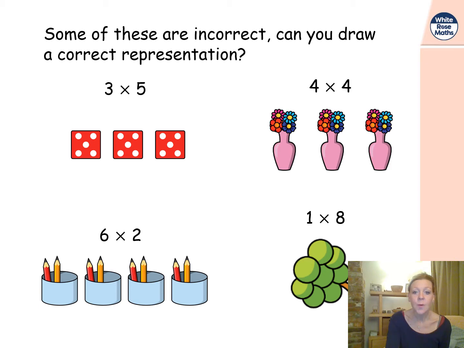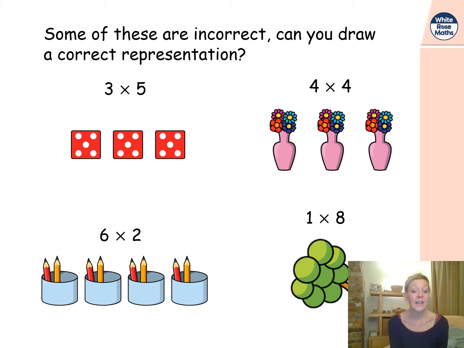Let's look at the next one. 4 lots of 4, 4 times 4. Well, there are 4 flowers in each vase. But are there 4 vases? What do you think you need to do? And now this one here, the picture with the pencil pots. It says 6 times 2, so we need 6 equal groups of 2. Have we got 6 equal groups of 2 there?